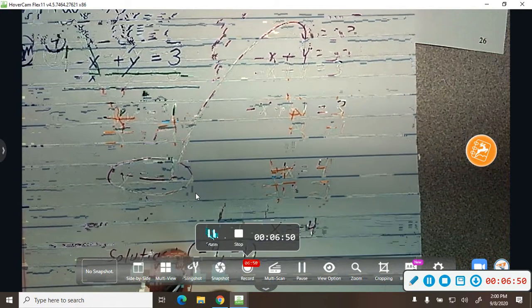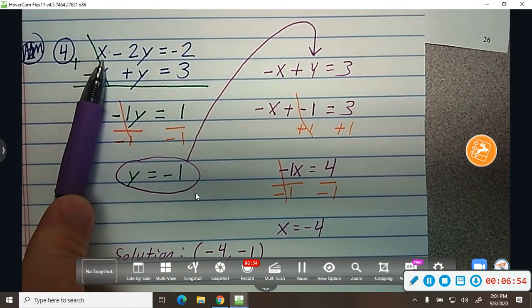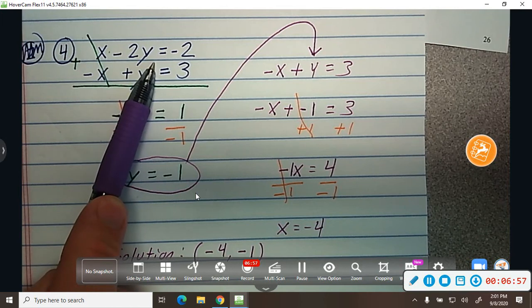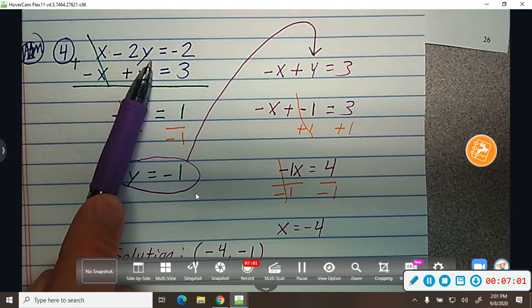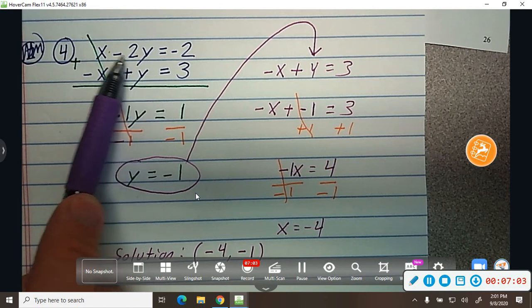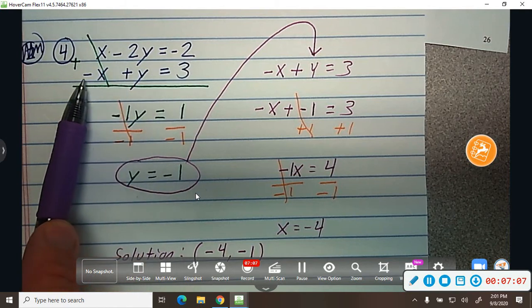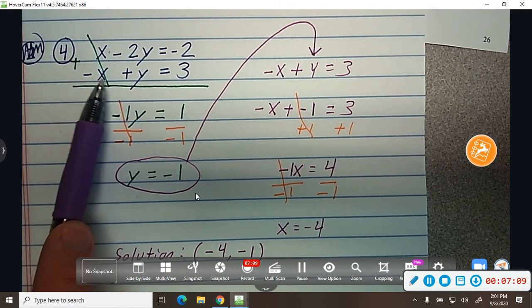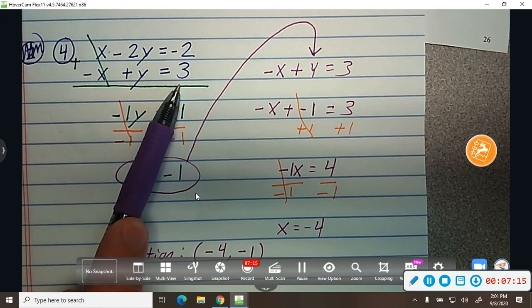Do check your work. So negative 4 is x, negative 1 is y. So let's see, negative 2 times negative 1 is plus 2, and then negative 4 plus 2 is negative 2, and then also negative 4 would be plus 4, and then 4 plus negative 1 is 3.